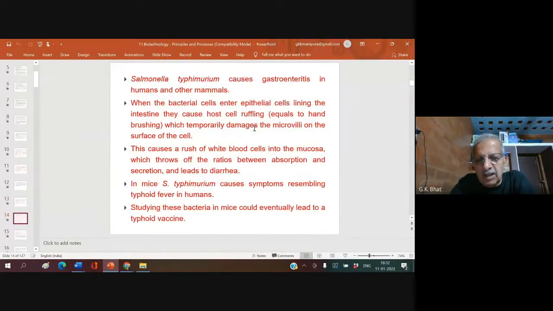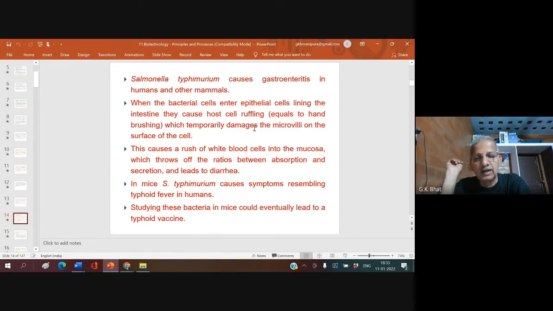Okay, now Salmonella typhimurium causes gastroenteritis in humans and other mammals. When the bacterial cells enter epithelial cells lining the intestine, they cause host cell ruffling, which temporarily damages the microvilli on the surface of the cell. This causes a rush of white blood cells into the mucus, which throws off the ratio between absorption and secretion and leads to diarrhea. In mice, Salmonella typhimurium causes symptoms resembling typhoid fever in humans.